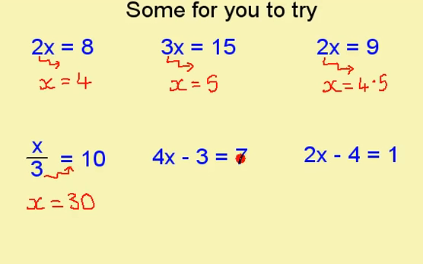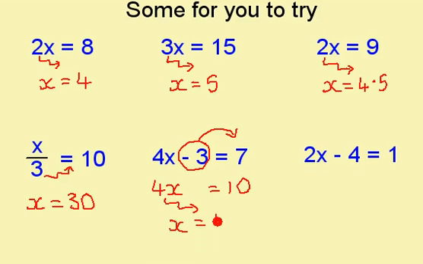Here, we've got a combination. So the -3 is going to float and ping first of all, which gives me 4x equals 7 plus 3, which is 10. Then 4 is going to go down the escalator. So we've got 10 over 4, which is 2.5.